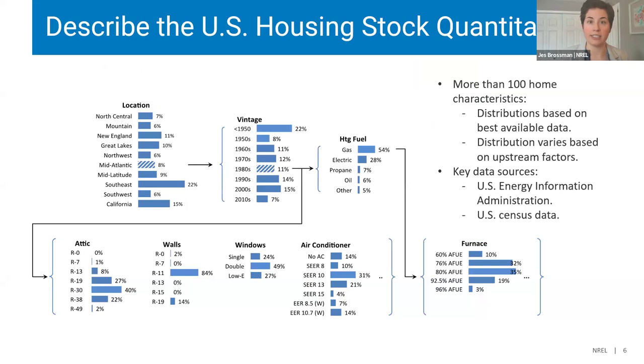Now that we've gone over a few high-level details about ResStock, I want to show you a bit more granular detail here. With ResStock, we can show you more than 100 characteristics about your home. We collect this data from very popular and well-respected data sources, such as the U.S. Energy Information Administration, or US EIA, and U.S. Census data. We can help show you probabilities of different characteristics in your home. For example, looking at this slide, we can see that 8% of homes are in the Mid-Atlantic region, 11% of them were built in the 1980s, and about 54% of them have gas as their heating fuel. We can get even more into the details and tell you about the furnace efficiency or even your wall insulation or number of panes in your windows. It's a really powerful resource.